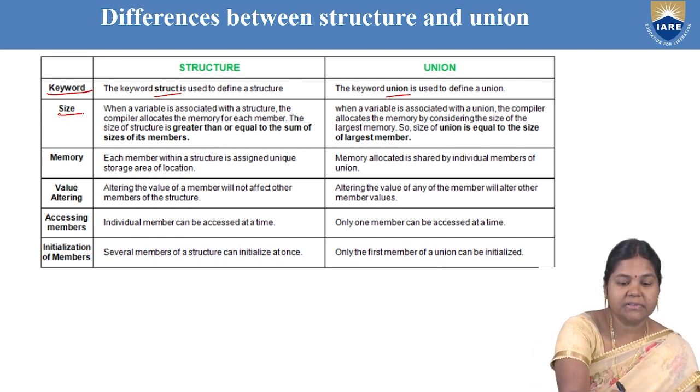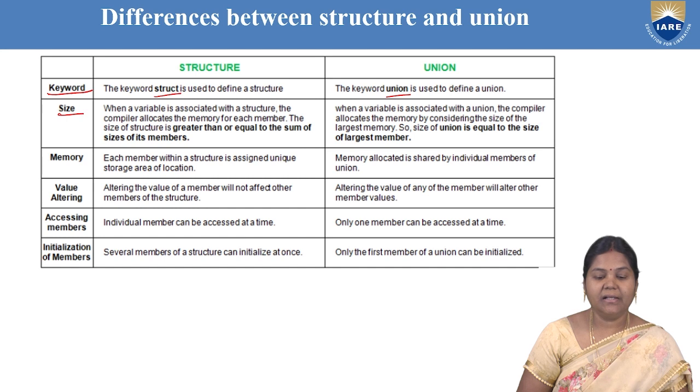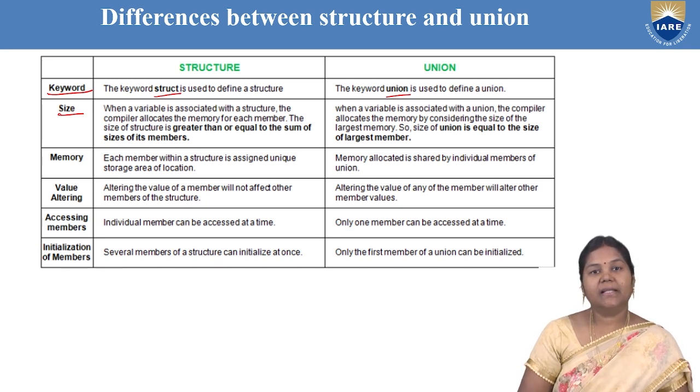Second, in terms of size, you can differentiate a structure and a union. The size of a structure is a combination of the memory requirement of all the members, because every member will have its dedicated memory. If you add it up, the total memory requirement is the total size of the structure. So we can say the size of the structure is nothing but the sum of sizes of all its members.